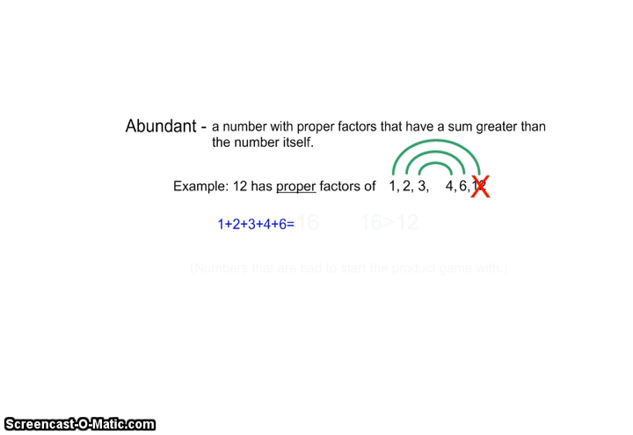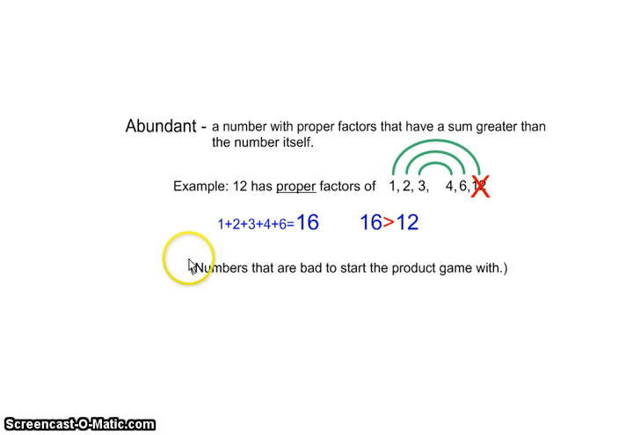And if we add them up, like the computer did when it got its points, 1 plus 2 is 3, plus 3 is 6, plus 4 is 10, plus 6 is 16. And we can say that 16 is certainly bigger than 12. So that's why this is called an abundant number. It has so many proper factors that they add up to more than the number itself. 16, which is all of them added up, is bigger than 12. And to help us remember abundant numbers, while it sounds like a good word, it's not good to start the product game with. These are numbers that are bad to start the product game with.